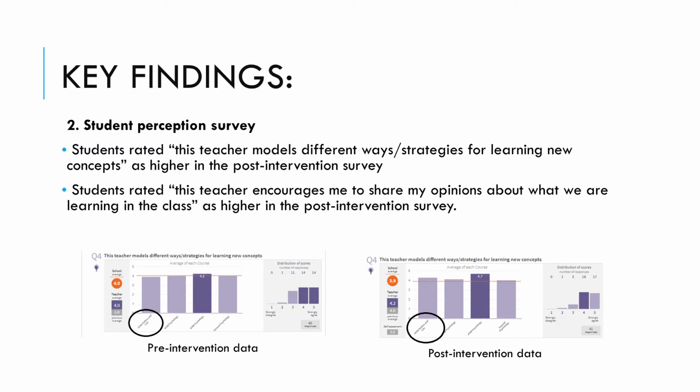As such, not only did the amount of contribution to class discussion by all members of the class increase, the number of higher order responses also increased. In addition to this data, differences between the pre-intervention student perception survey and post-intervention student perception survey suggest that collaborative learning may have had a positive impact on the learning environment, as students noticed a change in learning strategies used, as well as a requirement to share their opinions in class.